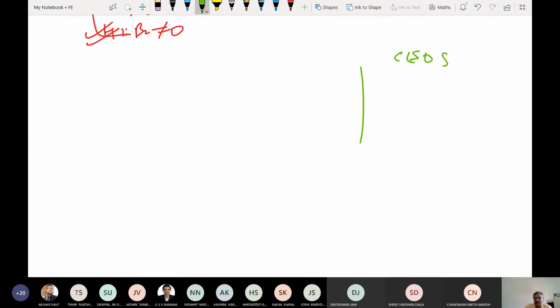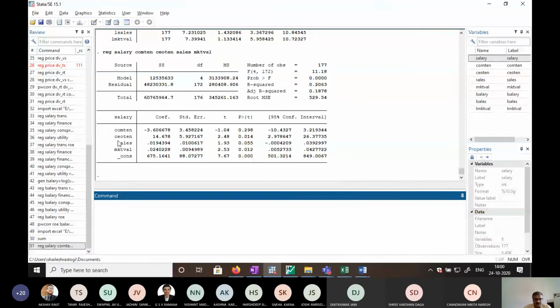CEO salary is the dependent variable. The first variable which is coming to us, which is significant, is CEO tenure. What is the duration for which the person is CEO of the company. So this is significantly impacting the CEO salary. Look at the next item.